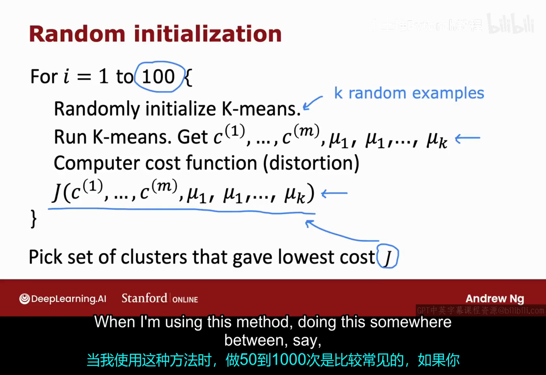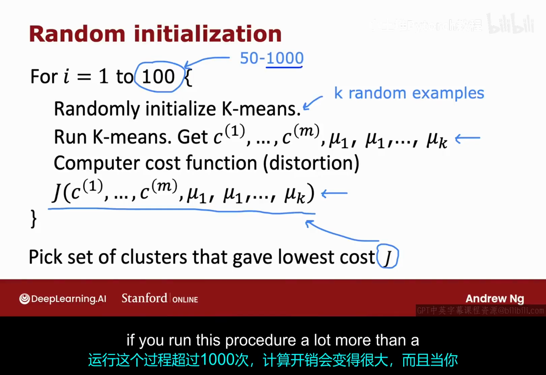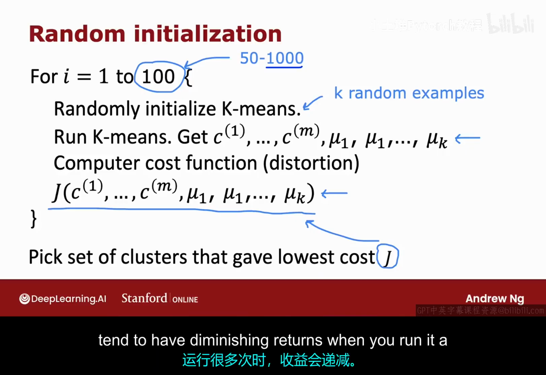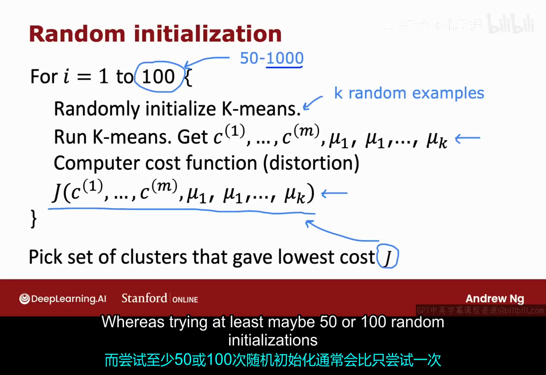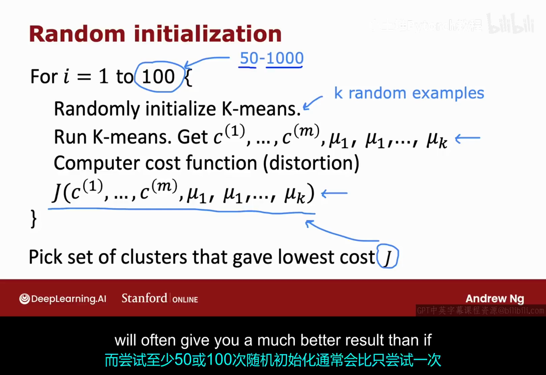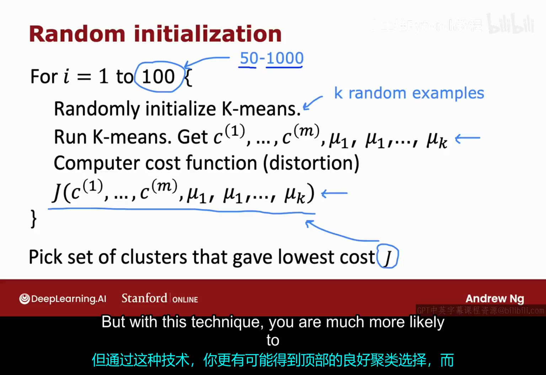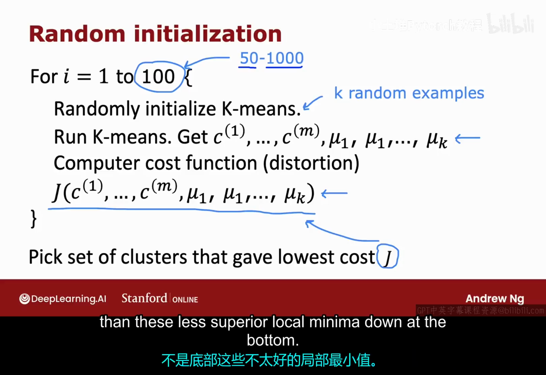When I'm using this method, doing this somewhere between, say, 50 to 1,000 times would be pretty common, where if you run this procedure a lot more than 1,000 times, it tends to get computationally expensive, and you tend to have diminishing returns when you run it a lot of times. Whereas trying at least maybe 50 or 100 random initializations will often give you a much better result than if you only had one shot at picking a good random initialization. But with this technique, you're much more likely to end up with this good choice of clusters on top than these less superior local minima down at the bottom.